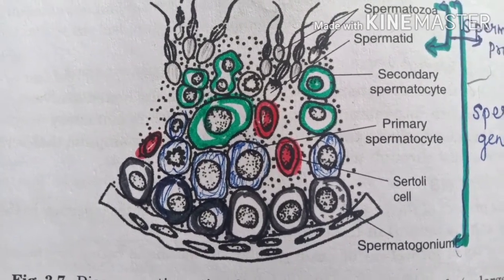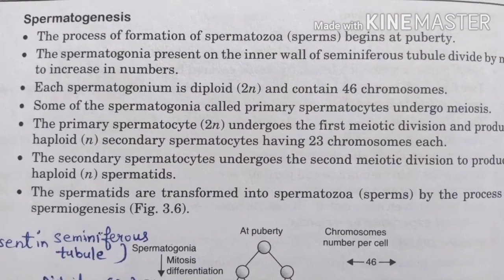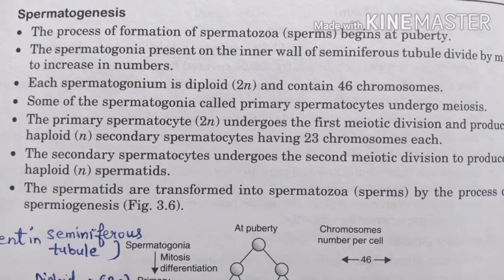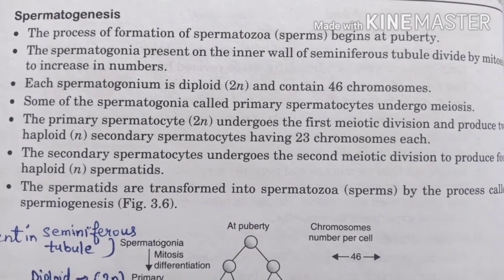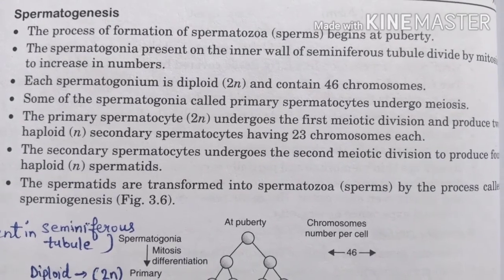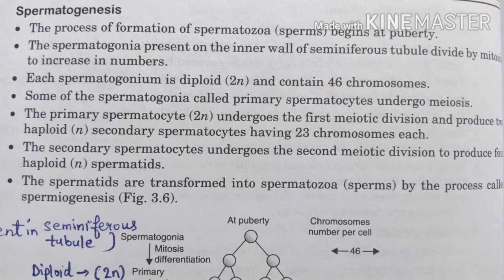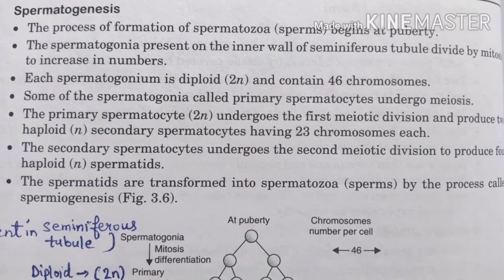Okay, now come to the summary points. Spermatogenesis, point to point for your notes. The process of formation of spermatozoa begins at puberty.